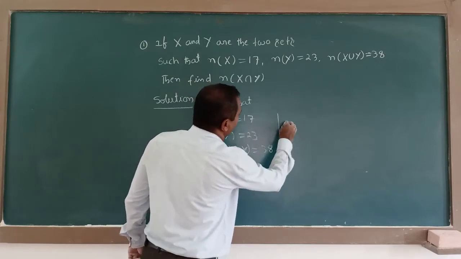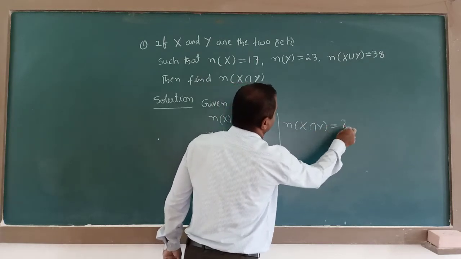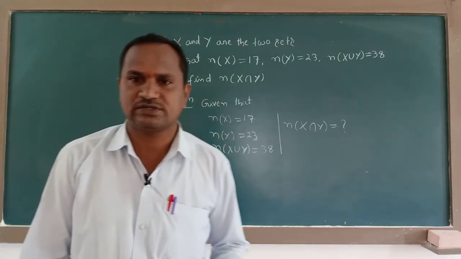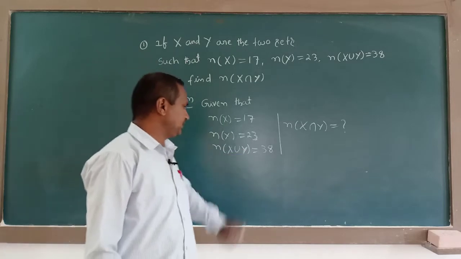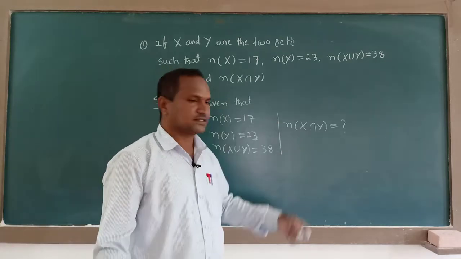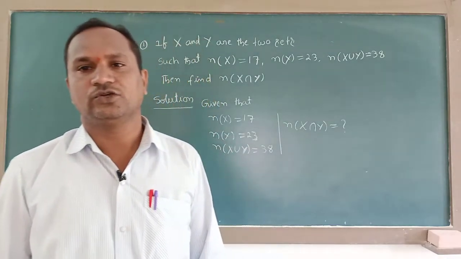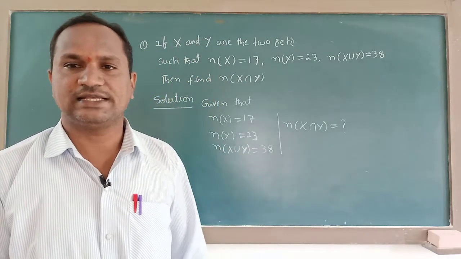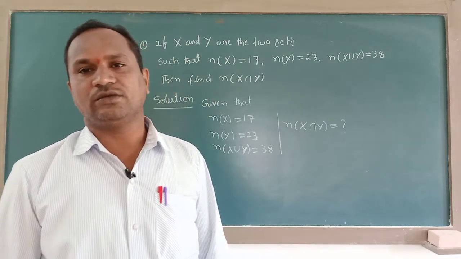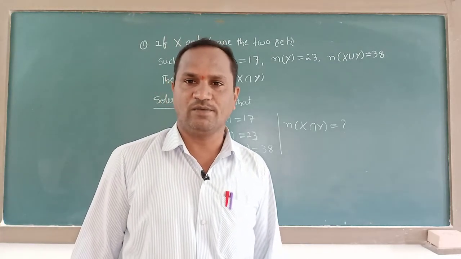They are asking this question: what is n of x intersection y? They gave three values, n of x is equal to 17, n of y is equal to 23, n of x union y is equal to 38. With the help of all these three, they are asking which value we get for n of x intersection y. That's why for this we have to apply the formula n of A union B is equal to n of A plus n of B minus n of A intersection B.